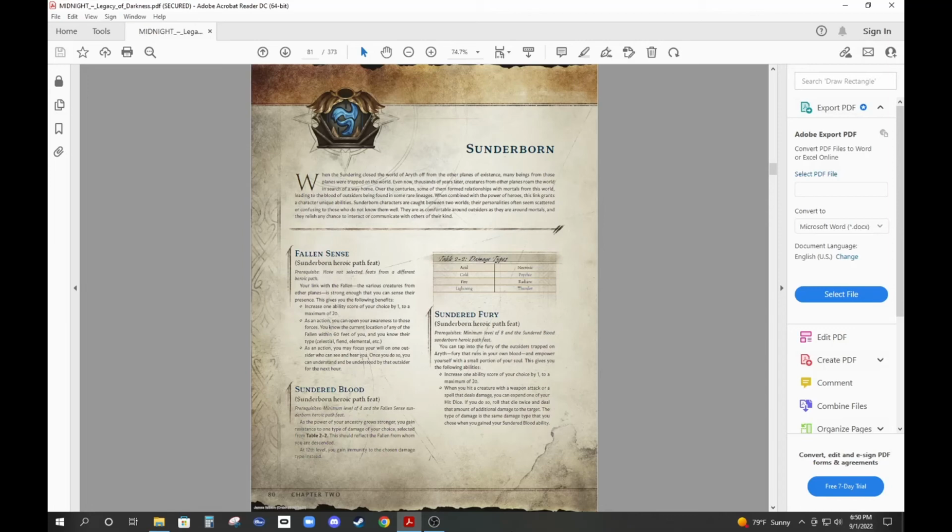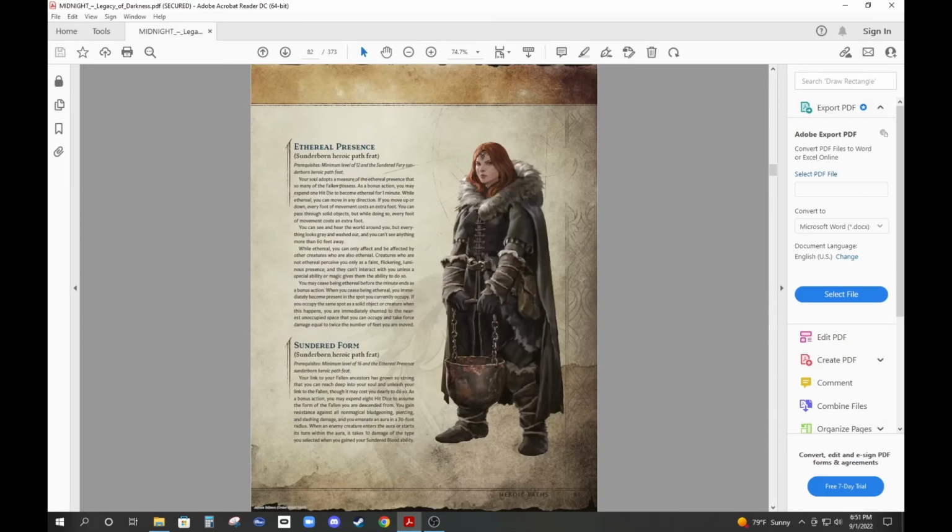Sunderborn characters are caught between two worlds. Their personalities often seem scattered or confusing to those who do not know them well. They are as comfortable around outsiders as they are around mortals, and they relish any chance to interact or communicate with others of their kind. And the Sunderborn have the feats Fallen Sense, Sundered Blood, Sundered Fury, Ethereal Presence, and Sundered Form.